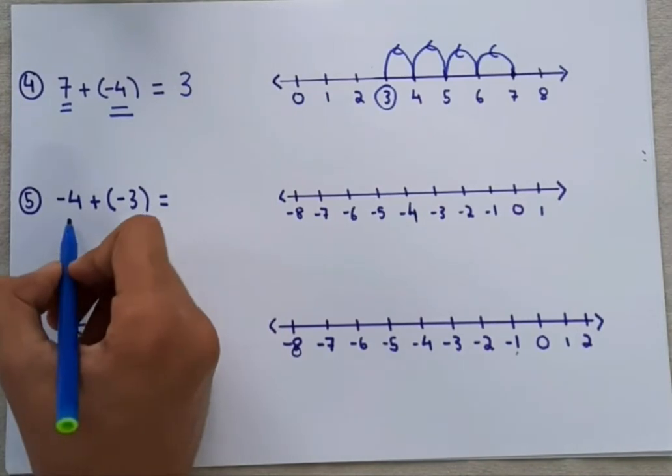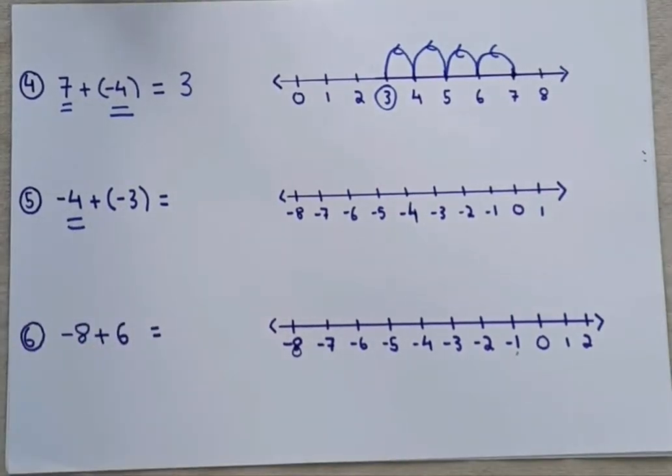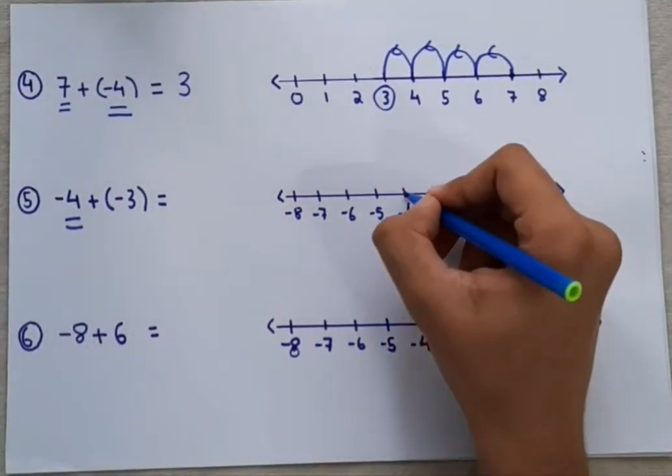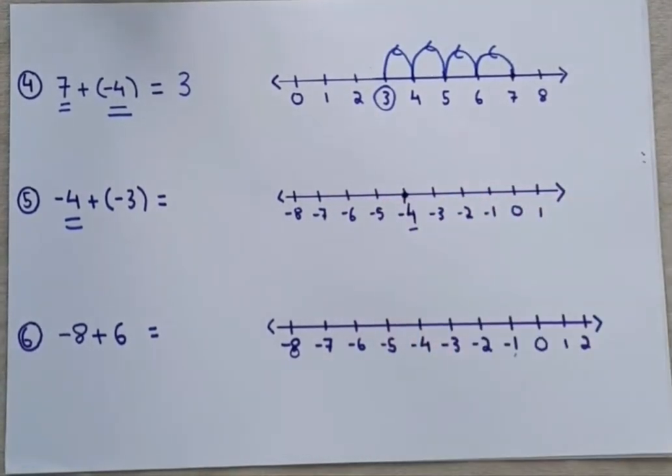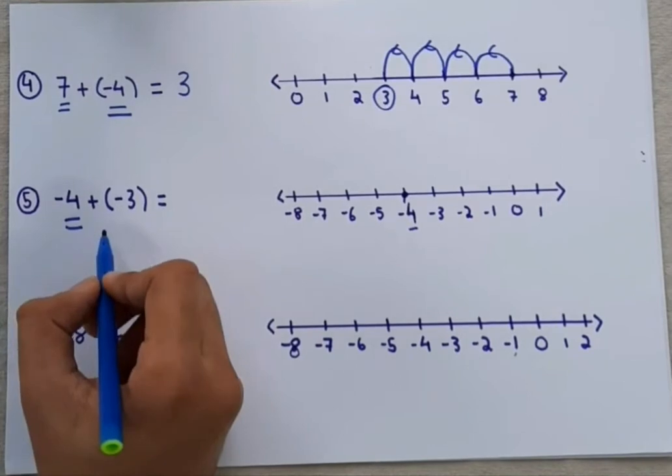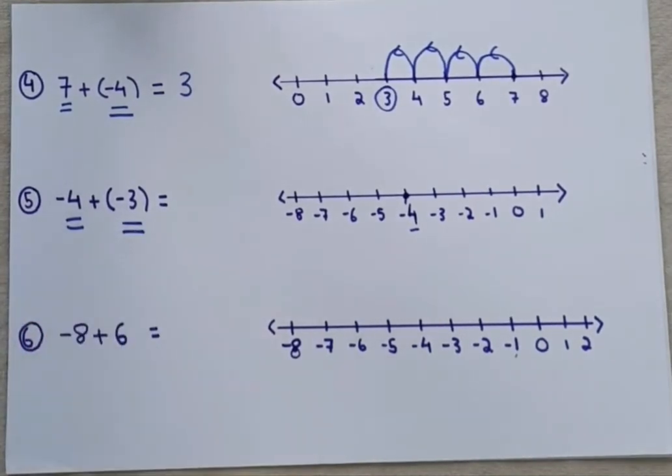Minus 4 plus minus 3. The first number is minus 4. So this becomes our starting point. Now the second number is minus 3.